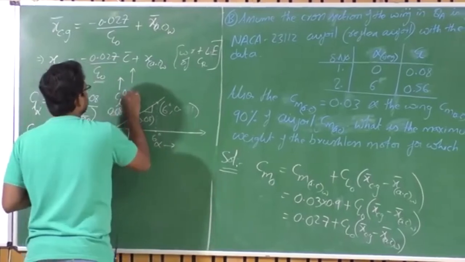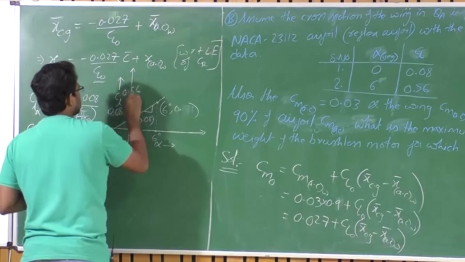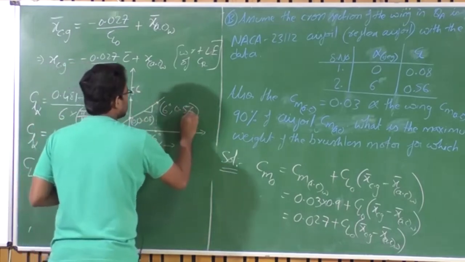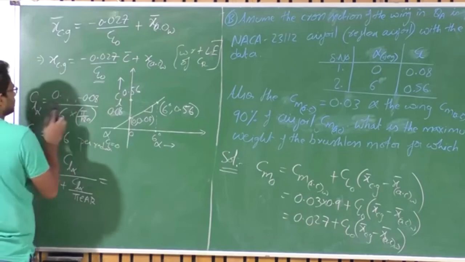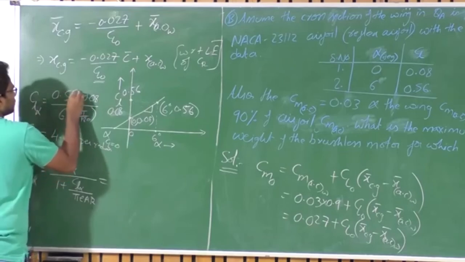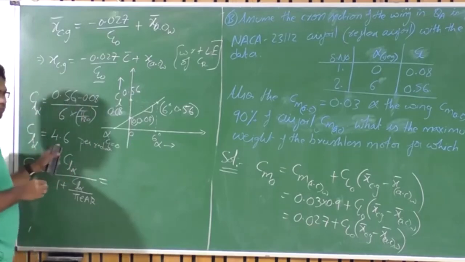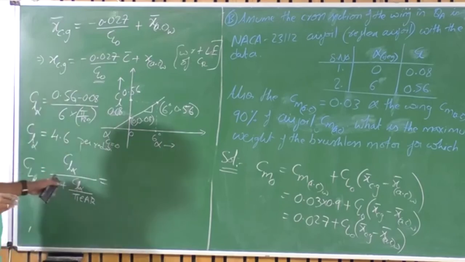It is 0.56. Okay, 0.56, this one. So if you substitute that, 0.56, what you have is 4.6 per radian here, right?